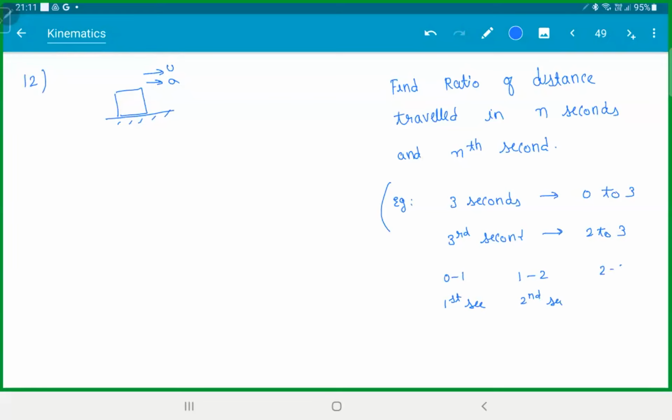2 to 3 is called third second. So there is a formula for nth second, n plus 1 something. Do you know the formula? Derive. Derive. n plus 1 or n minus 1.